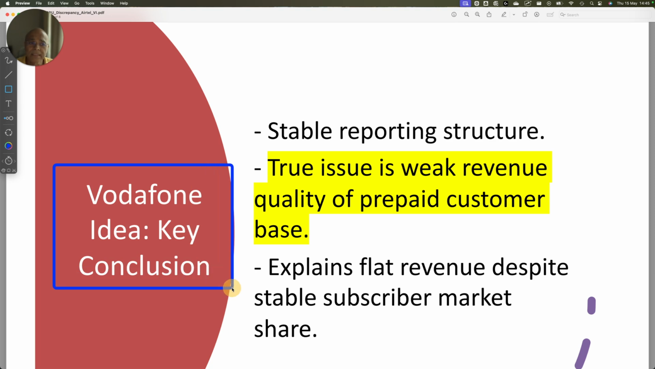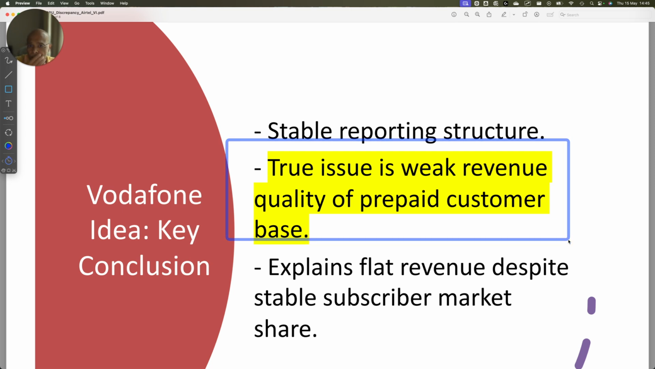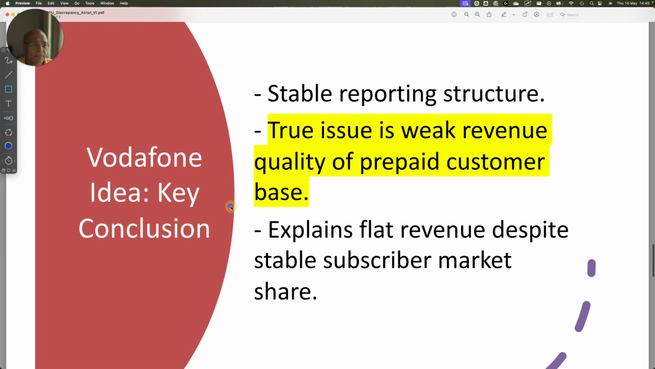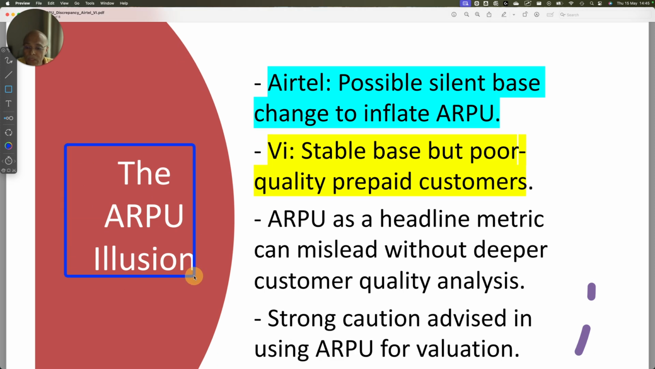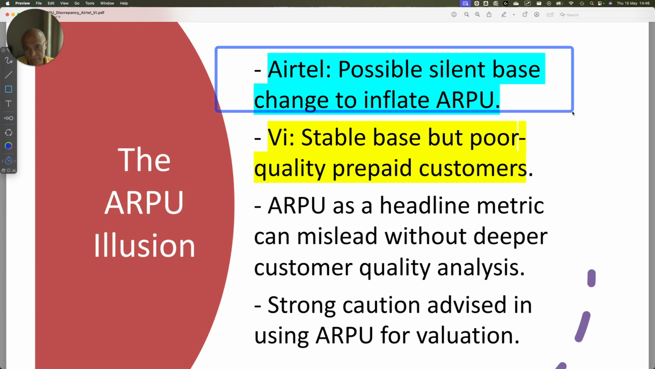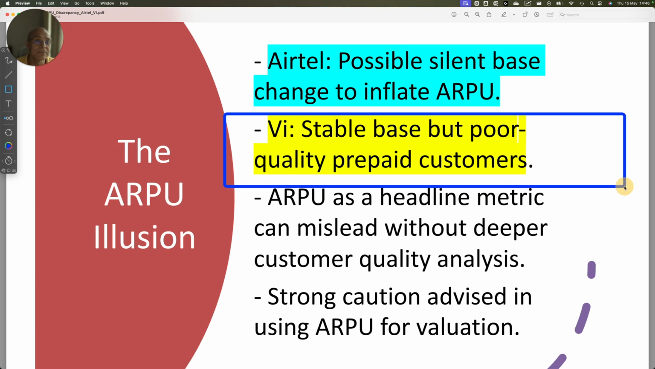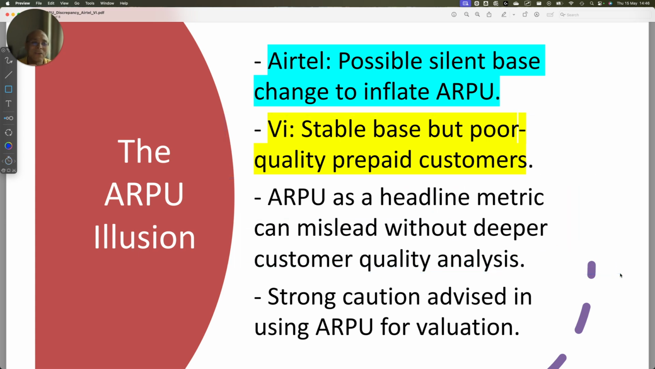So Vodafone Idea's conclusion is a stable reporting structure. The true issue is weak revenue quality from the prepaid subscribers, right? That's explained. Otherwise, how do you explain this? It explains the flat revenue despite stable customer market share. So the ARPU illusion. This is the final slide. Airtel: possible silent base change, maybe with an inadvertent result of inflated ARPU. VI: stable base but poor quality customers. ARPU as a headline metric can mislead without deeper customer quality and data analysis, which I showed you.